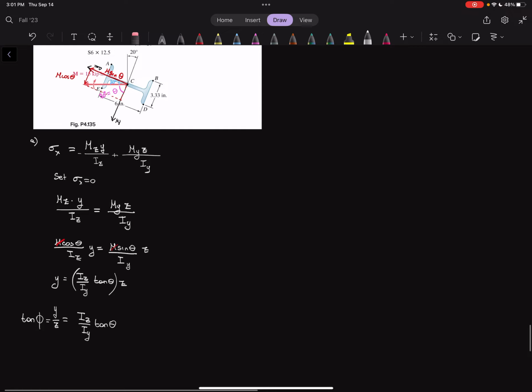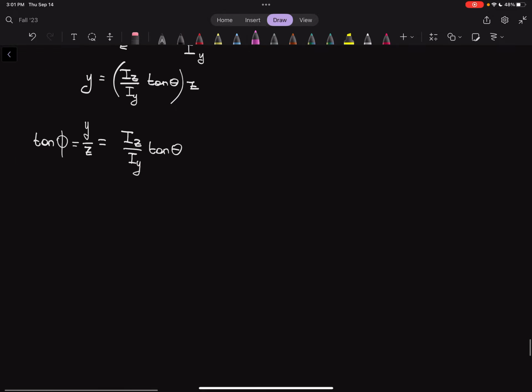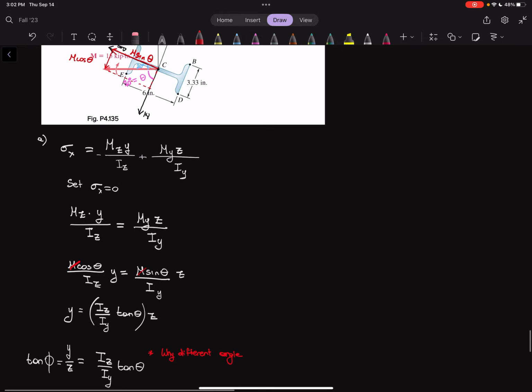And so I guess the confusing part is, why would it be a different angle? And I don't have a good answer for you right now. But this is where the formula is coming from, and I'll get back to you on this. Why different angle? And I guess in this case, they can't be the same thing because they're asking us to find it. So they are going to be different.